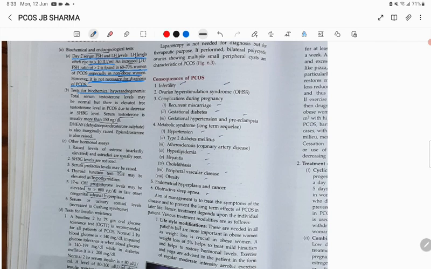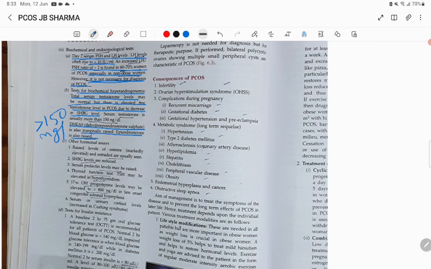Test for biochemical hyperandrogenemia: total serum testosterone level may be normal, but there is elevated free testosterone level in PCOS due to decreased sex hormone binding globulin. Serum testosterone level is more than 150. Dehydroepiandrosterone sulfate is also marginally raised, androstenedione also raised.